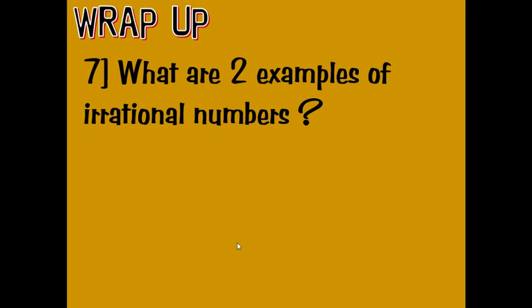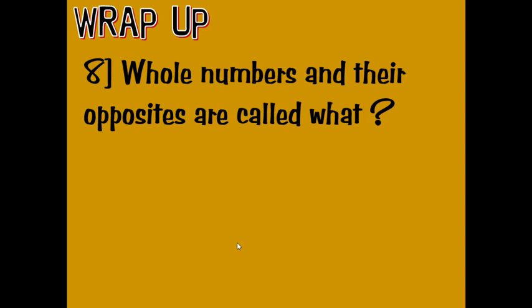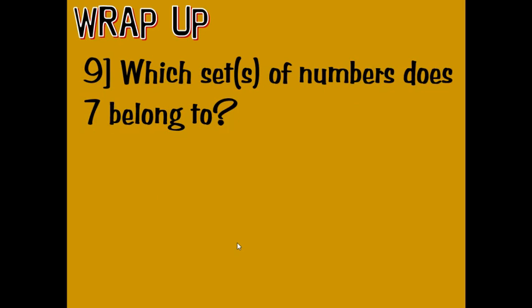What are two examples of irrational numbers? Well, that was pretty easy. That was the number pi, and you can pick another, like square root of 17 maybe. Whole numbers and their opposites are called integers. The whole numbers, you guys, we've mentioned that, and then the opposites of the whole numbers are the integers.